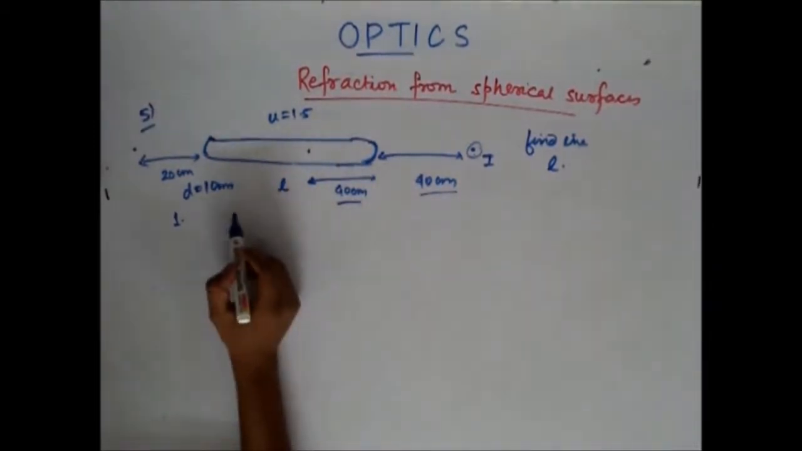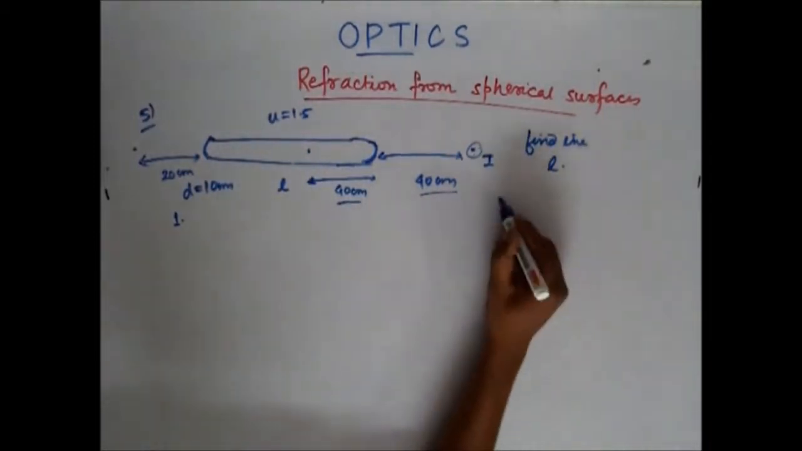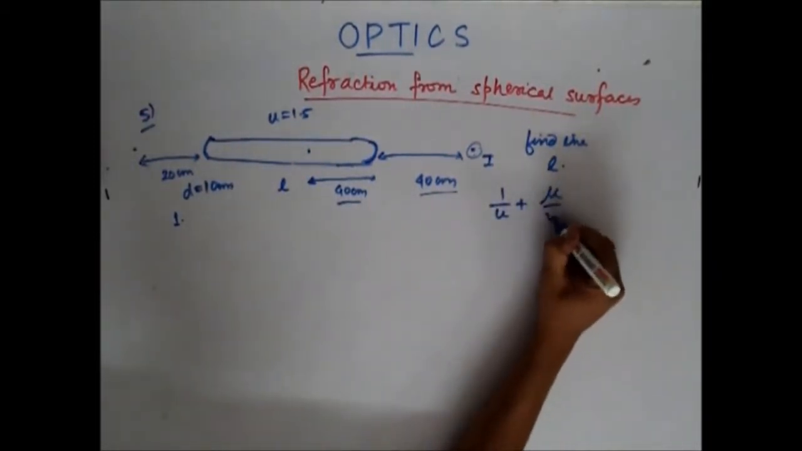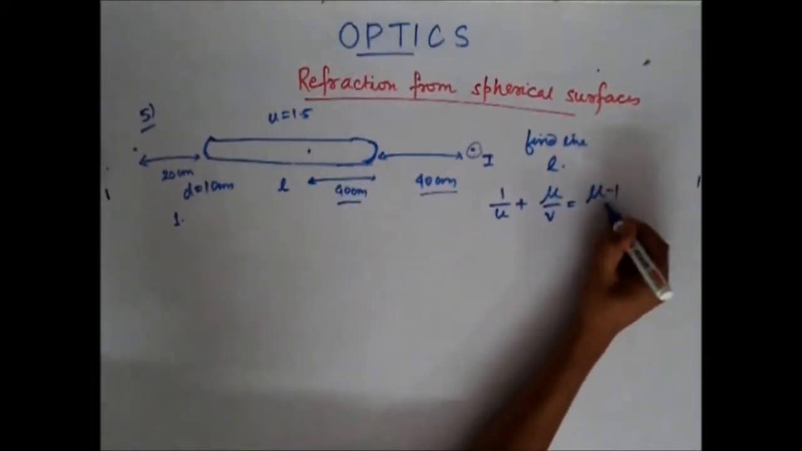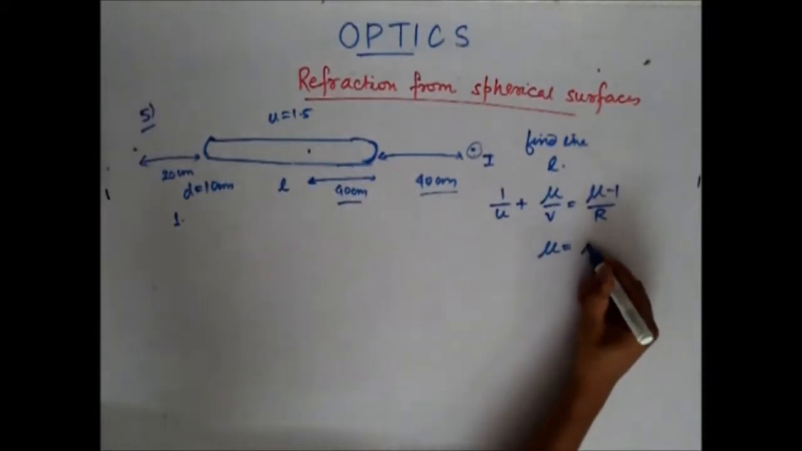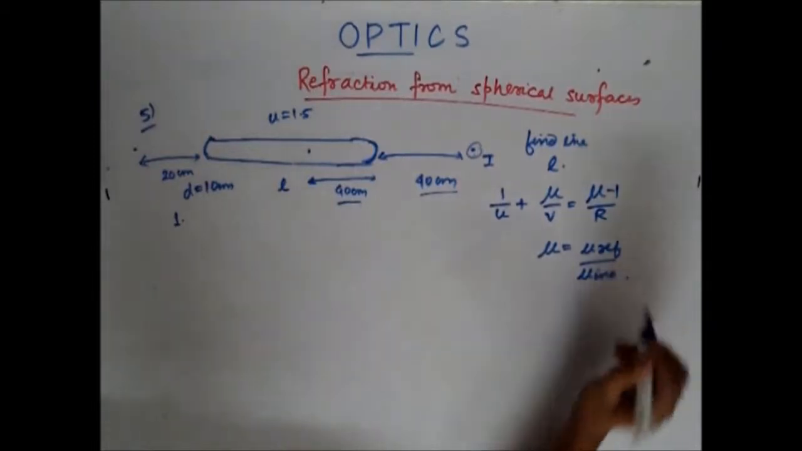Now what formula do I use? I'll use the formula for refraction at spherical surfaces. The formula is this: 1 by u plus mu by v is equal to mu minus 1 by r. What is mu? Mu is mu refractive medium by mu incident medium.